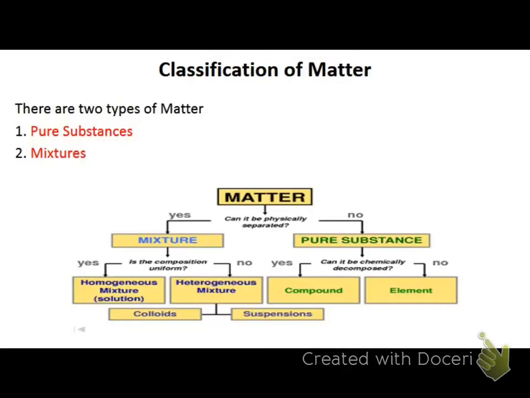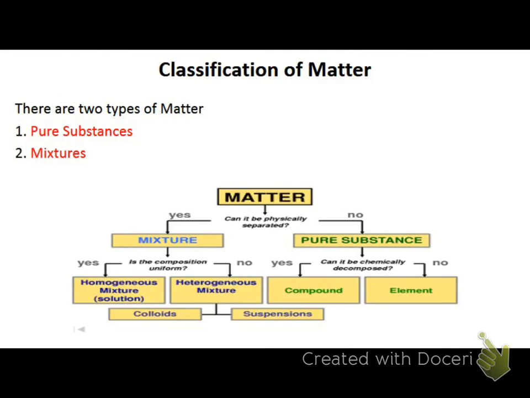So this is the second part of the notes, which you'll finish off, and we'll talk about the classification of matter. There are two types of matter. There are pure substances, and there are mixtures. Now those can be subdivided into two further categories, and you can use the matter flow chart to help you decide what kind of matter it is.